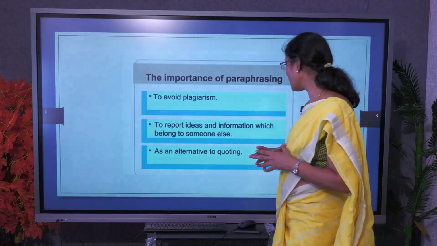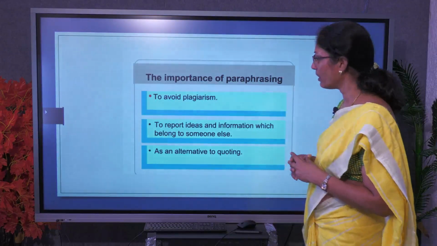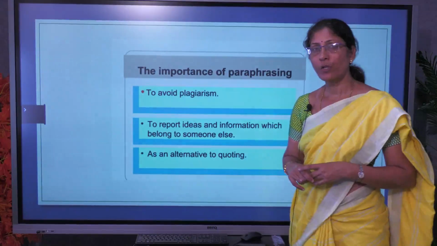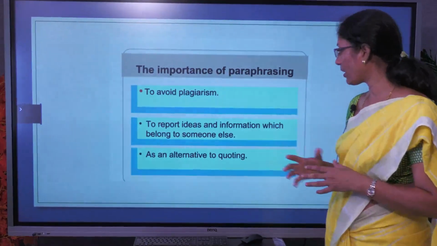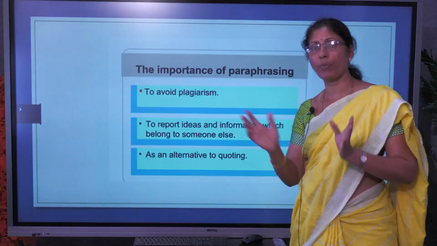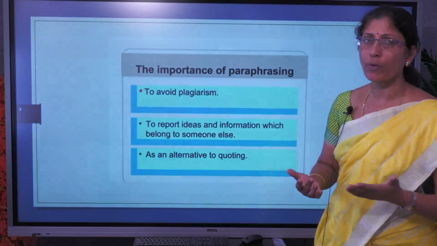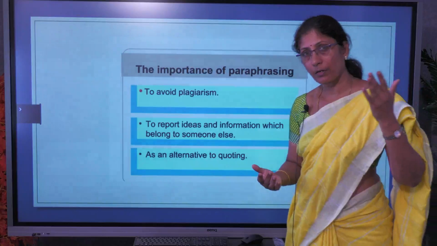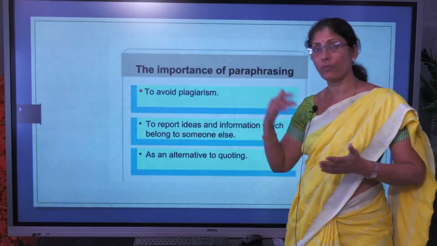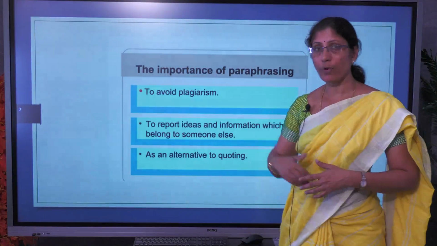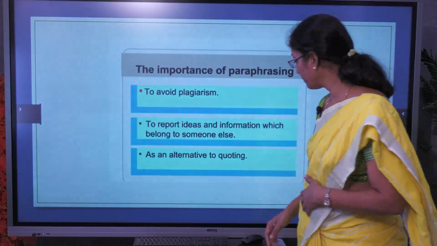Next, to report ideas and information which belong to someone else, okay. Next one, as an alternative to quoting, instead of dumping it, we tell it in our own words, so that the flow isn't missed, and we show our gratitude to the text from which we have got it, okay.